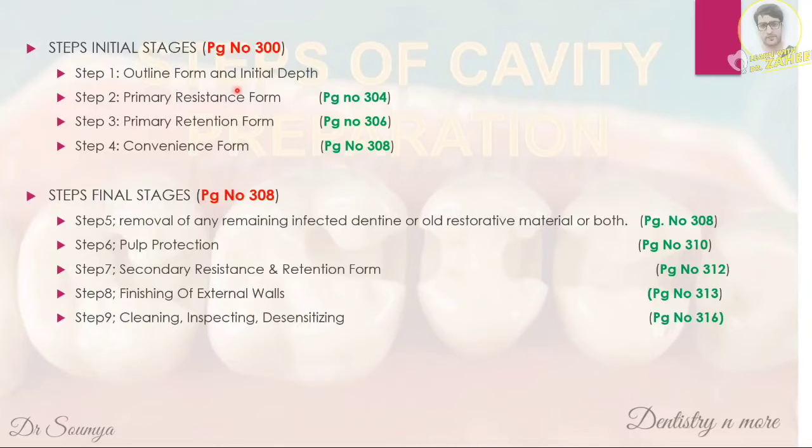Then after the definition, you can tell about the principles. The principle is that all unsupported or weak and friable enamel should be removed. Then all faults should be included. All margins should be placed in a position to allow finishing of margins.